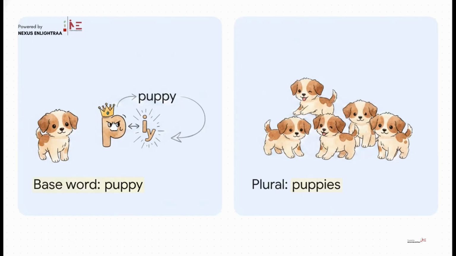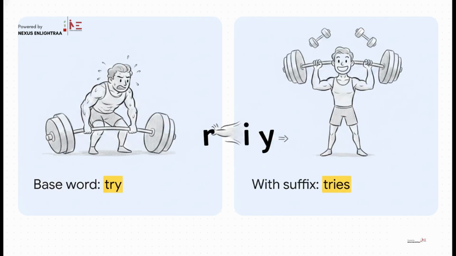Take the word puppy, turning into the plural puppies. Look at the letter right before the Y in puppy. It's a P, right? A consonant. Because of that bossy consonant, the Y has to change into an I before we drop on that ES suffix. The exact same swap happens with the word try, becoming tries. The consonant R is sitting right there next to the Y. So when we add the suffix, that R dictates that the Y becomes an I, T-R-I-E-S.